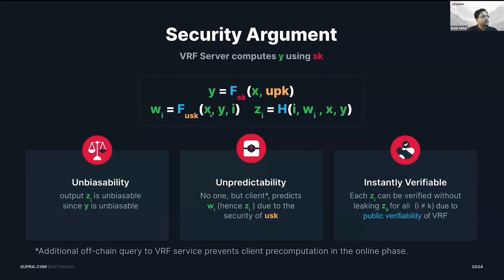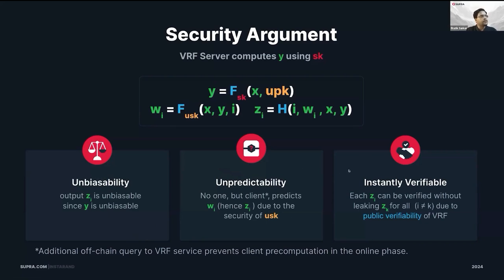So this is unpredictability. I would like to note here that the client can pre-compute what the ZI values will be once it has obtained Y. There are additional mechanisms for it, and we can tackle that by using some off-chain query to the VRF service in the online phase. But I will not discuss that in the talk because it's a bit more complicated.